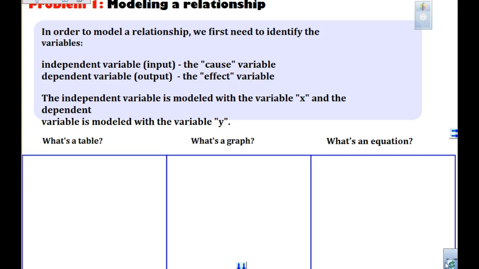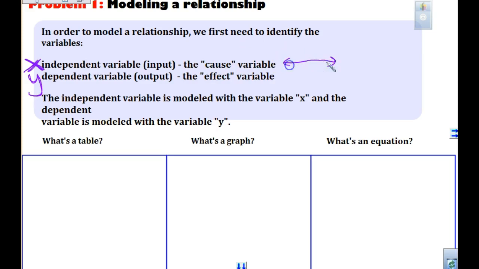Bar line, input, and bar line. The cause variable. Dependent variable. Just output. Output. The effect variable. So when you guys have been working in science, your independent is always your x variable. Your y is your dependent variable. The cause variable, if we are thinking about it, this is our independent.